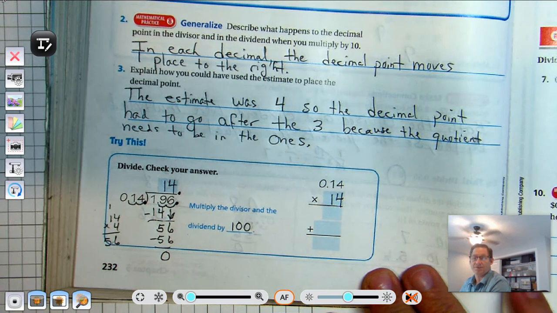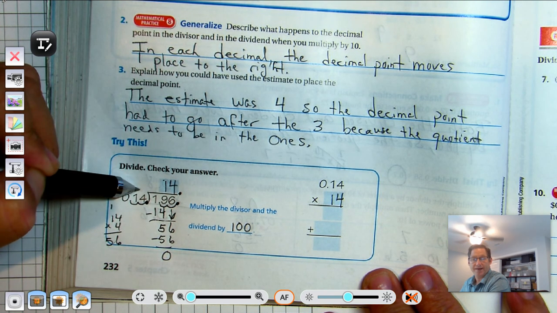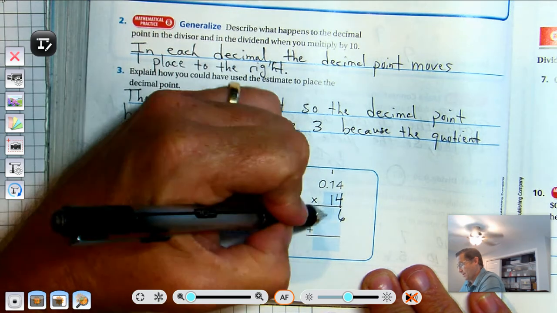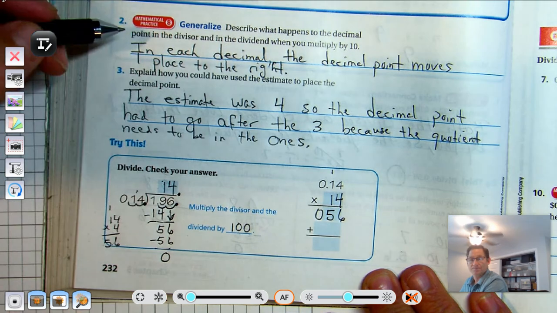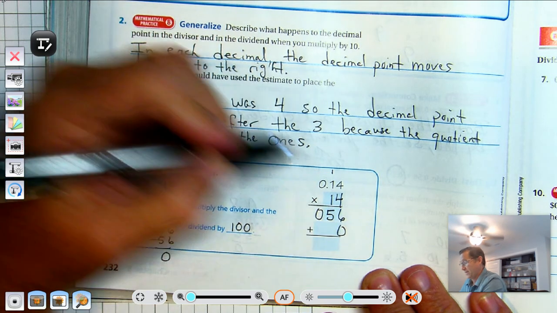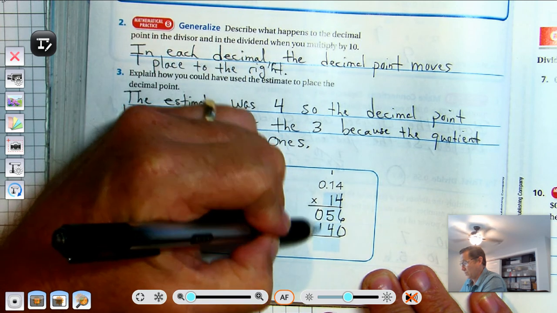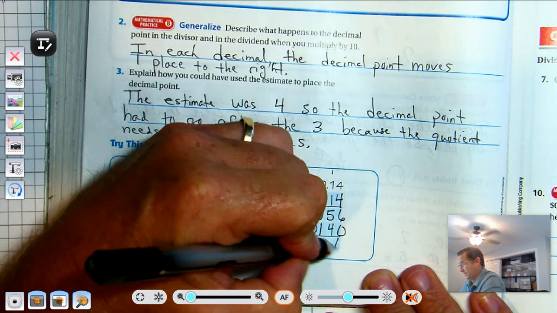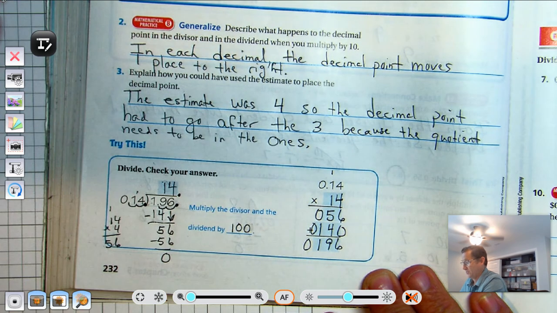So let's check our answer. Take the quotient and multiply by the divisor. 4 times 4 is 16. Regroup. We have 5. 4 times 0 is 0. Okay, we're going to move to the tens place. And 1 times 4 is 4. 1 times 1 is 1. 1 times 0 is 0. Now just add up the place values. 6, 9, 1. And that would be just a 0.